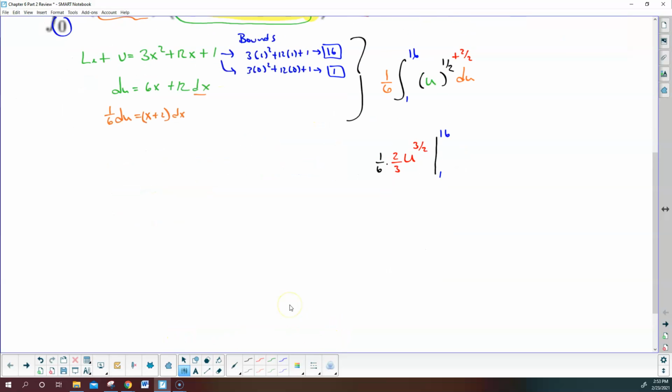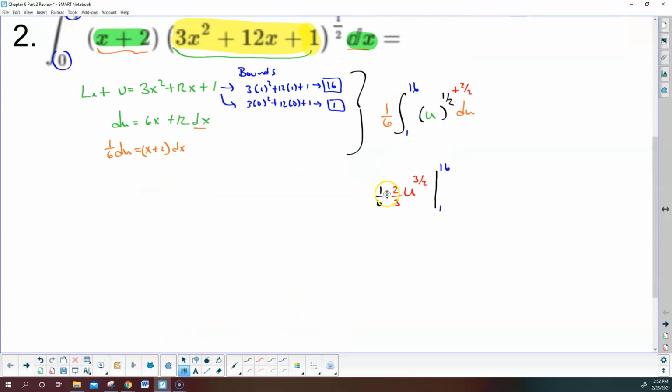Okay. So what I'm going to do then is I'm just going to multiply. Actually, I think I'm going to reduce a factor out here. This will reduce out and be 1/3. So 1/9 is now my new multiplier. And then I'm going to multiply that at the end, but I have 16 to the 3/2 minus 1 to the 3/2. And hopefully you're really comfortable with this.